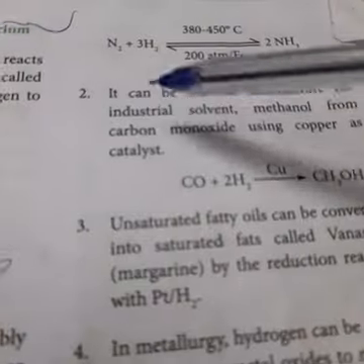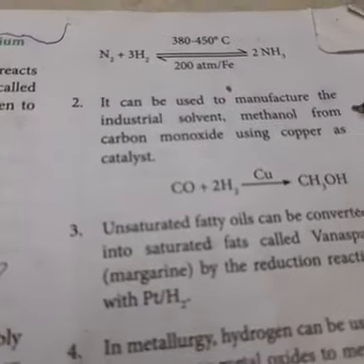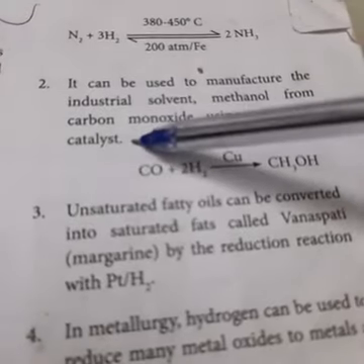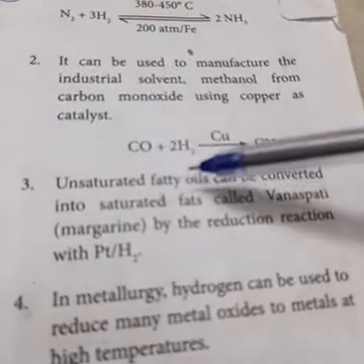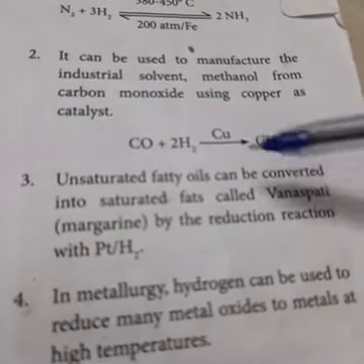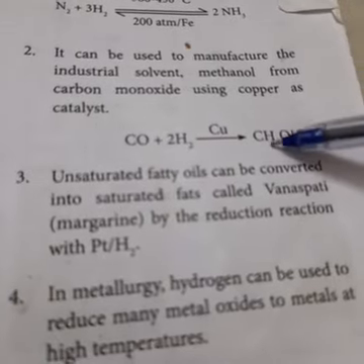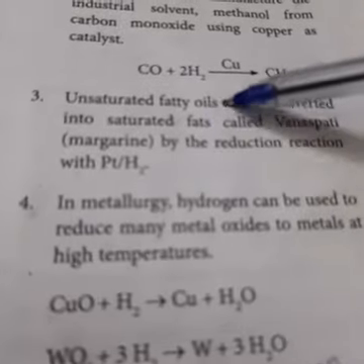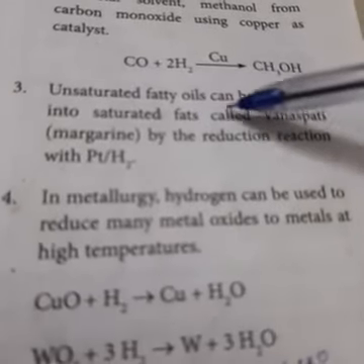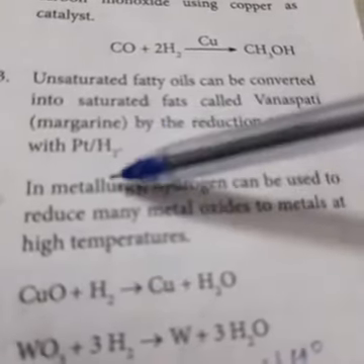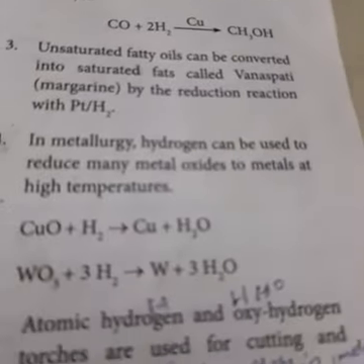Second point, it can be used to manufacture the industrial solvent methanol from carbon monoxide using copper as catalyst. Here carbon monoxide, CO, plus hydrogen, using copper as catalyst, we get methanol. What is the formula? CH3OH. What is the third point? Unsaturated fatty oils can be converted into saturated fats called vanaspati by the reduction reaction with Pt and H2, platinum with hydrogen.